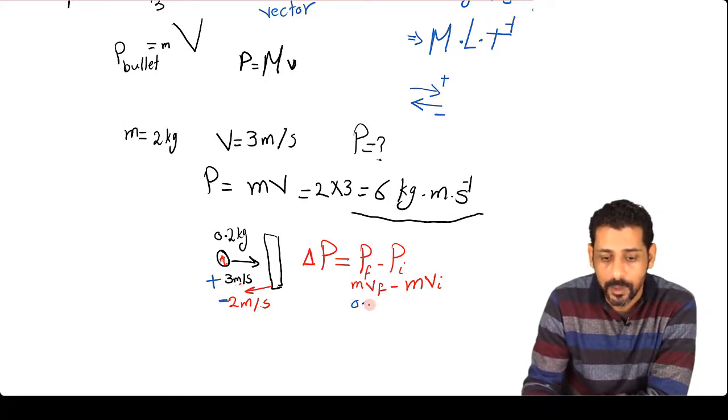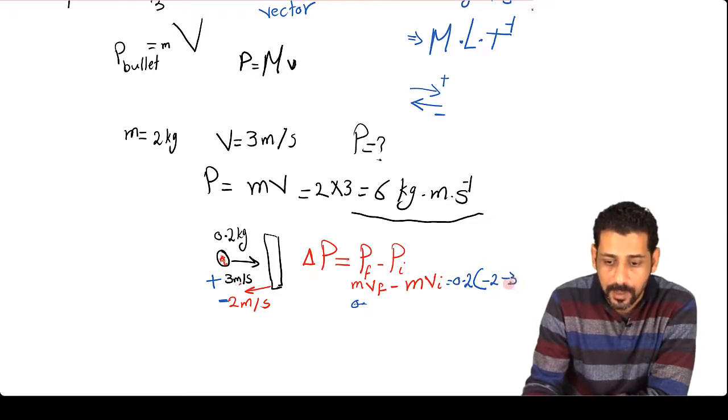So the mass, which is 0.2, we can take as a common factor. So here the mass, 0.2, open a bracket, Vf minus Vi. What is Vf? Vf is negative 2. What is Vi? It is 3, so we subtract 3. At the end, it equals 0.2 times negative 5.